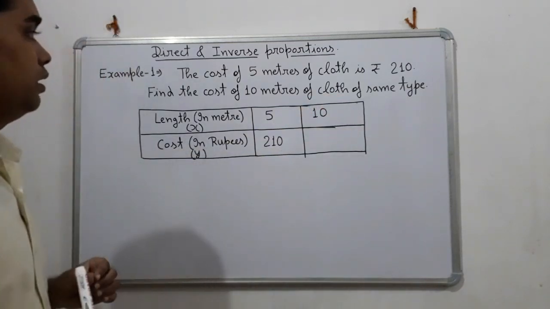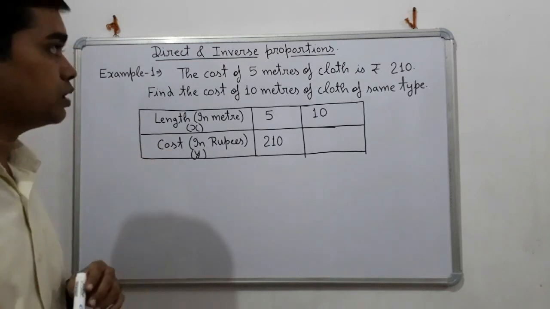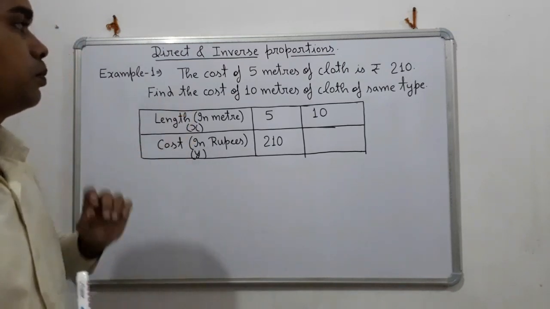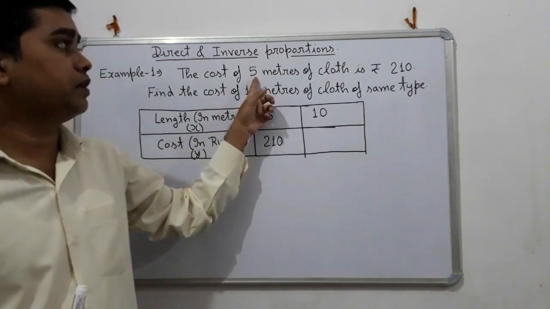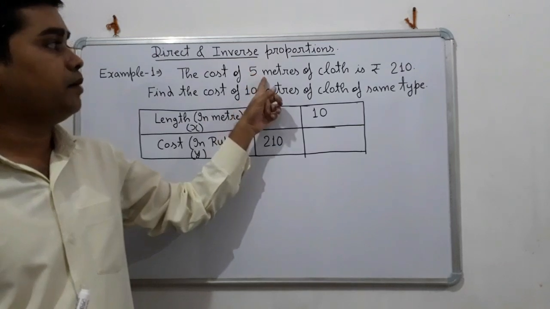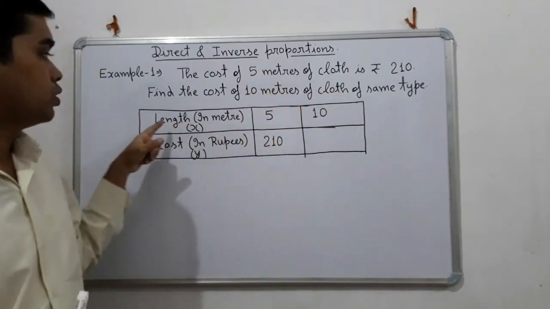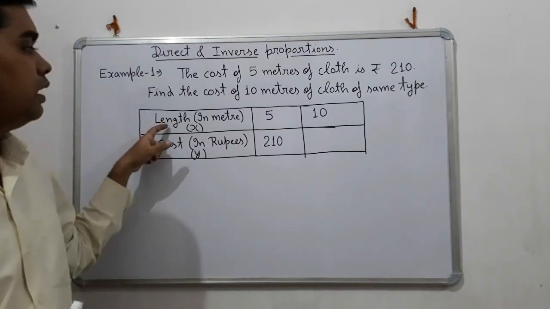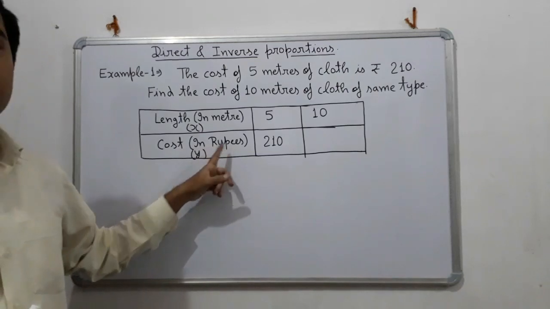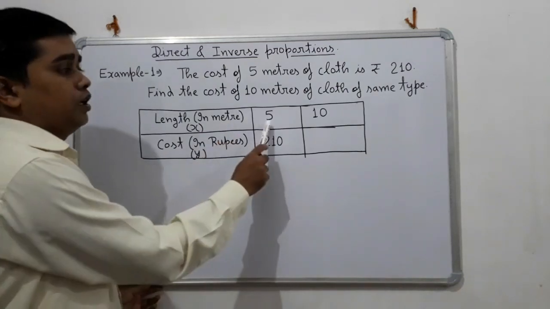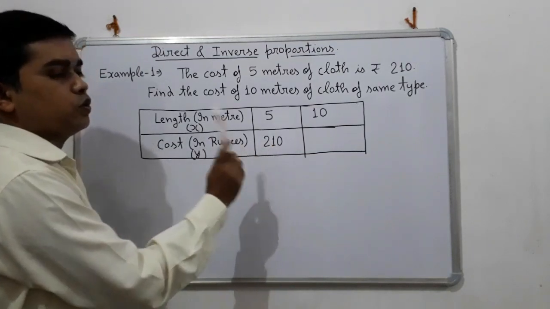Now check first whether this is a question of direct proportion or inverse proportion. So how can we check? Let's see, in the question what is given? Cost of 5 meters of cloth is equal to 210. So here first you will take length in meters as x and cost in rupees as y. Cost of 5 meters of cloth is rupees 210.